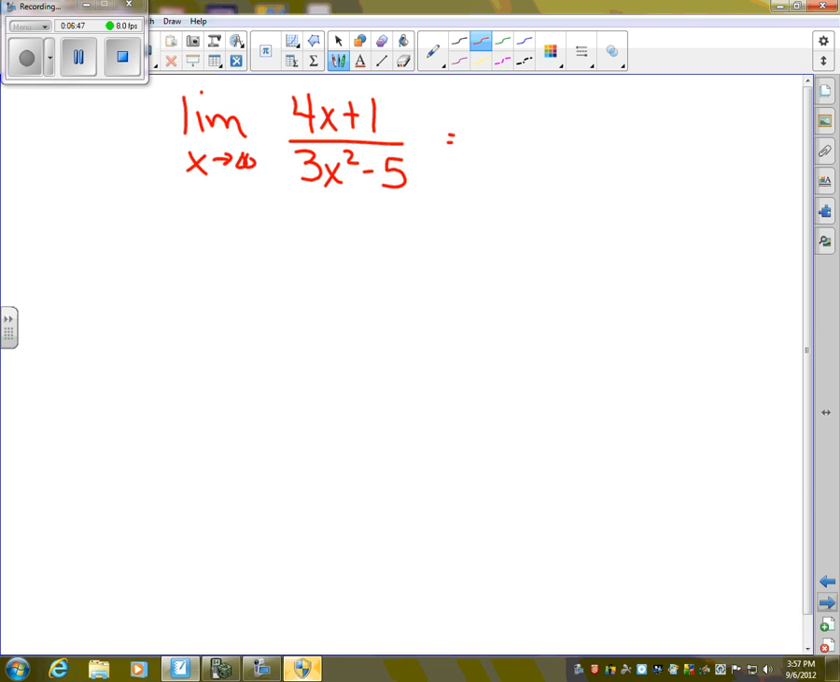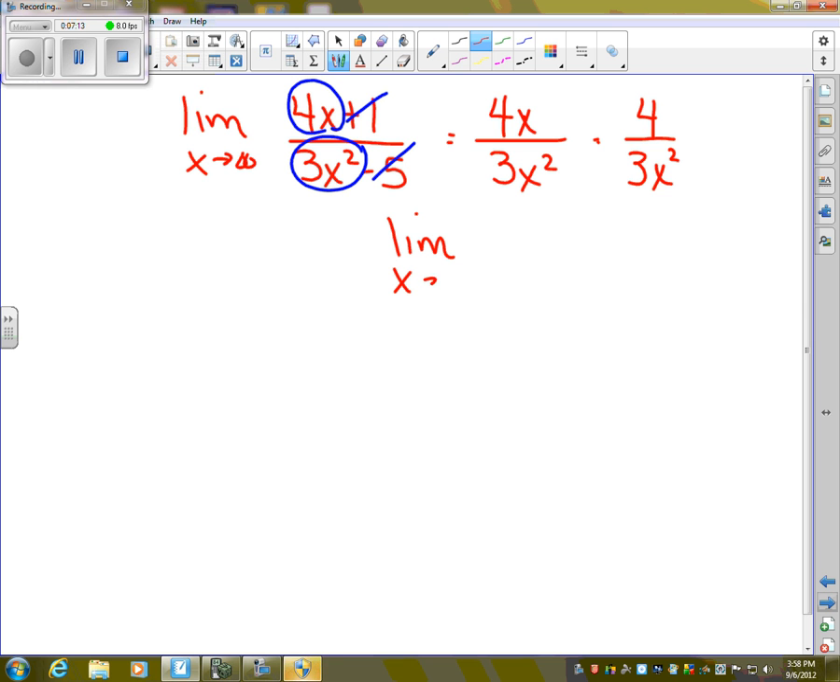So what we can do is just ignore this part. The only part that's really important are these highest powers in the numerator and denominator. So think of this as simplifying down to 4x over 3x squared. Now, algebraically, we could cancel out an x in the top and the bottom and get 4 over 3x squared. Then let's think about what would happen if we took a really big number and substituted it into this.